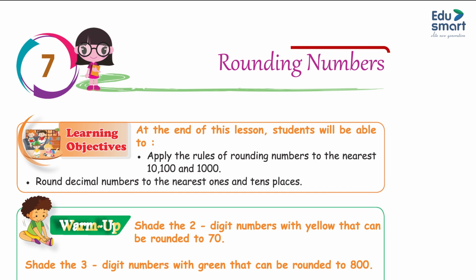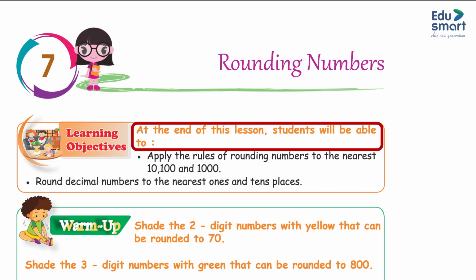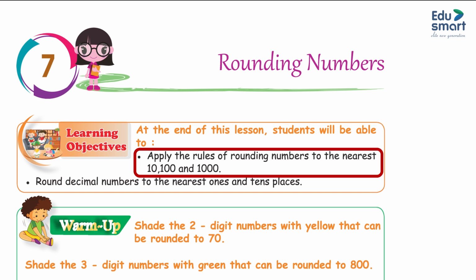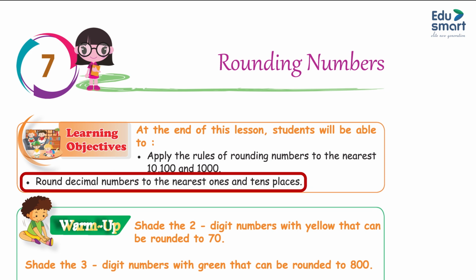Chapter 7: Rounding Numbers. Learning Objective: At the end of this lesson, students will be able to apply the rules of rounding numbers to the nearest 10, 100 and 1000. Round decimal numbers to the nearest ones and tens places.